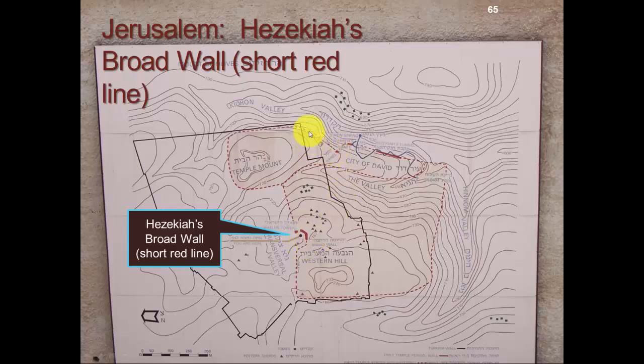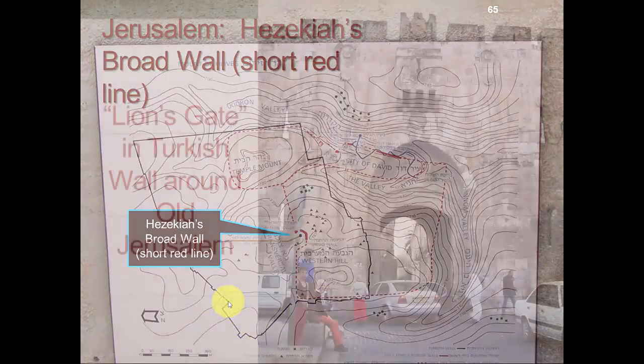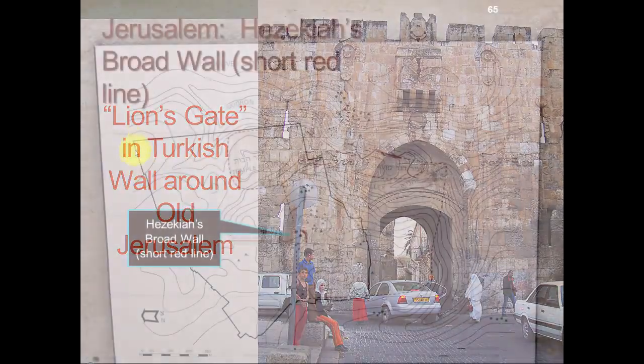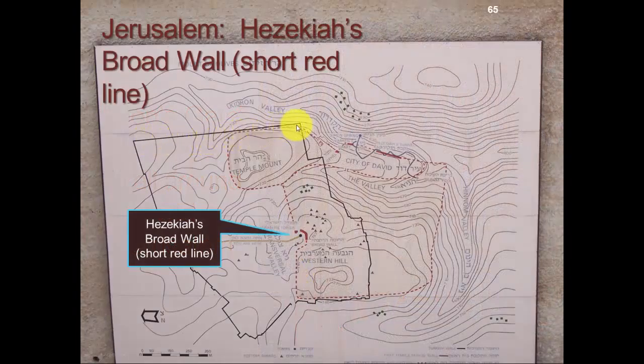While we're at it, you may be wondering, what does the solid black line signify? This is known as the Turkish Wall or the Crusaders' Wall. This dates more towards medieval times, and it is the wall that you see in photos, or if you ever go into the old city of Jerusalem, you will pass through gates that are within this medieval era wall. That's not a wall dating to biblical times, it's much later.